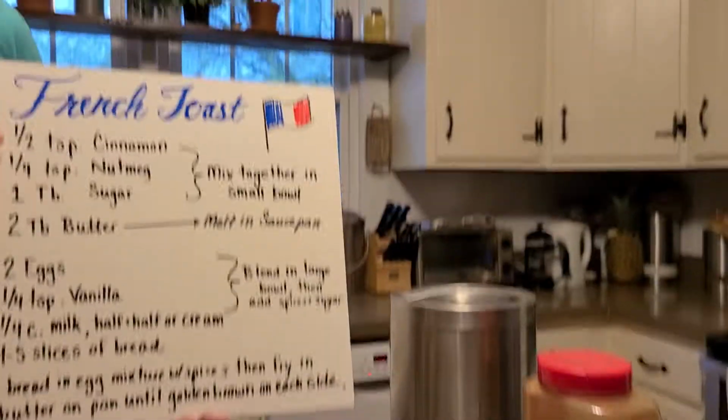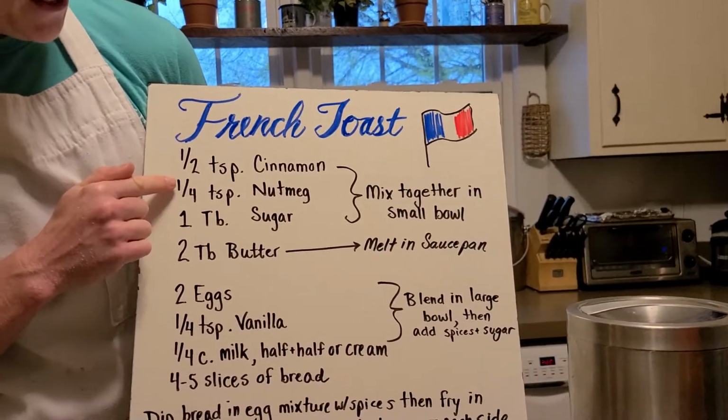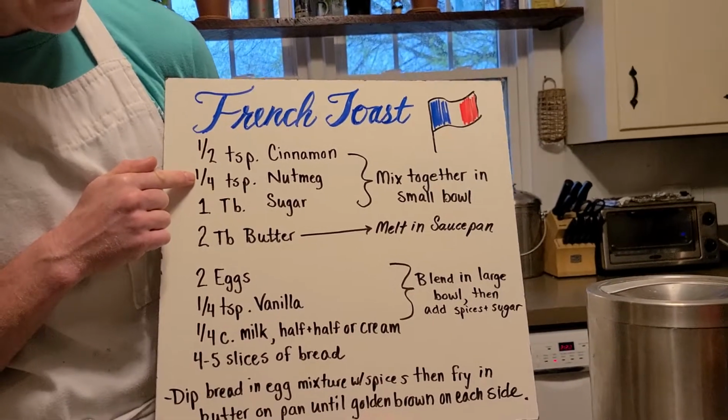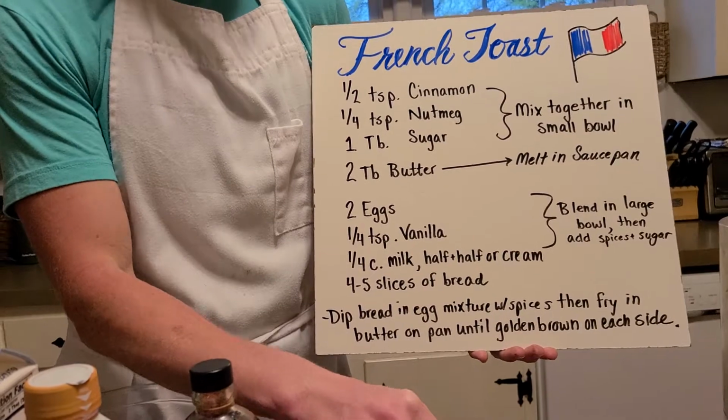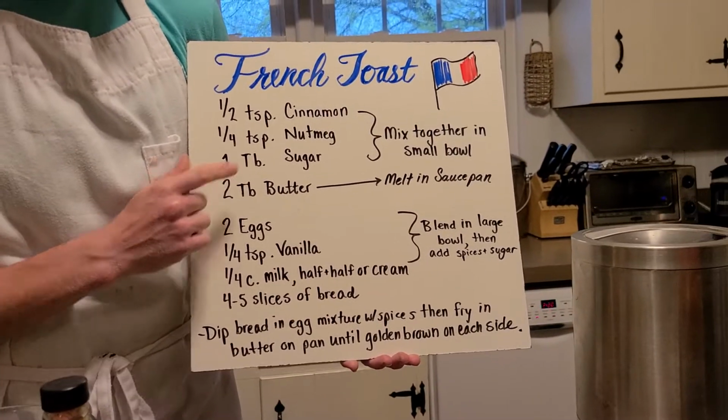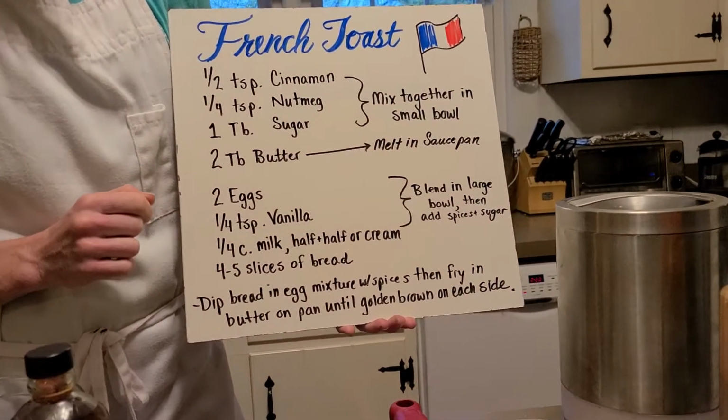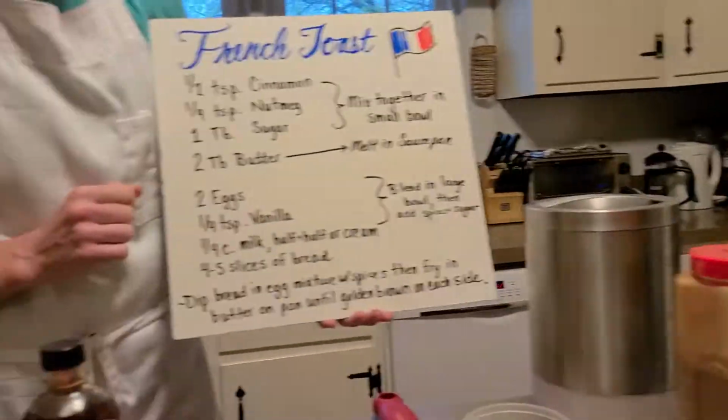Here's what we're going to be mixing together. A half teaspoon of cinnamon, a fourth teaspoon of nutmeg, a tablespoon of sugar. We're going to put that into this small bowl, and then we're going to put 2 tablespoons of butter in our saucepan on the stove and get that warmed up.